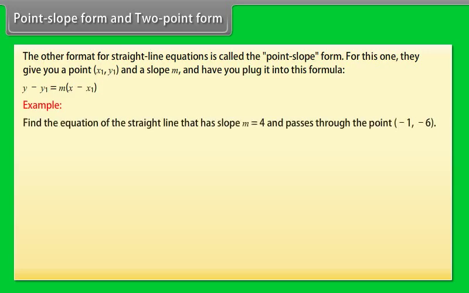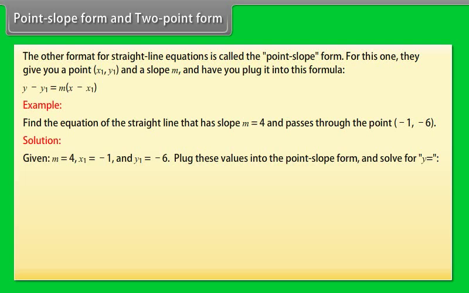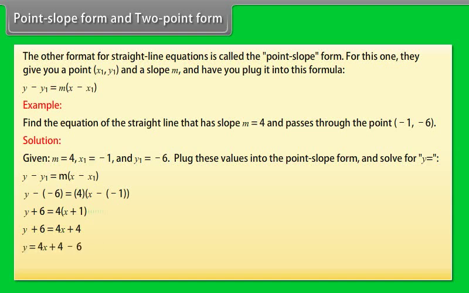Example. Find the equation of the straight line that has slope m is equal to 4 and passes through the point (minus 1, minus 6). Solution. Given m is equal to 4, x1 is equal to minus 1 and y1 is equal to minus 6. Plug these values into the point-slope form, y minus y1 is equal to m into (x minus x1). Substitute the values in the above equation and on solving for y we get y is equal to 4x minus 2, which is the required equation.